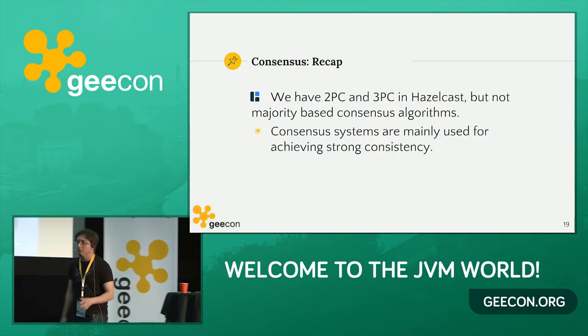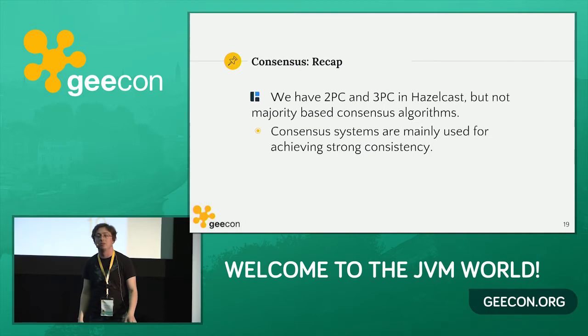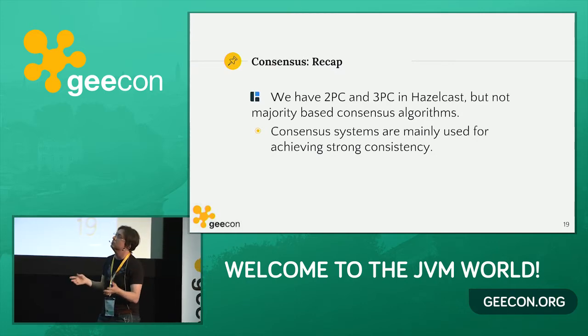In Hazelcast, we implement both two-phase commit and three-phase commit, but we do not have an implementation of any majority-based consensus algorithm yet. Maybe we do it in the future, but we do not have it at the moment.